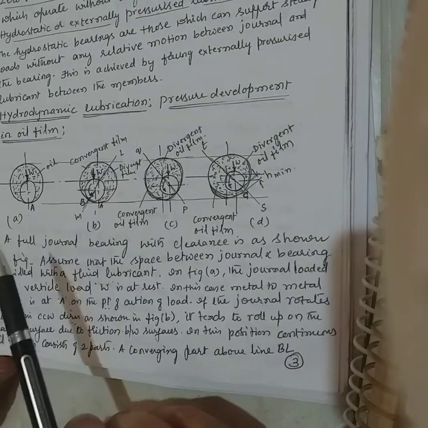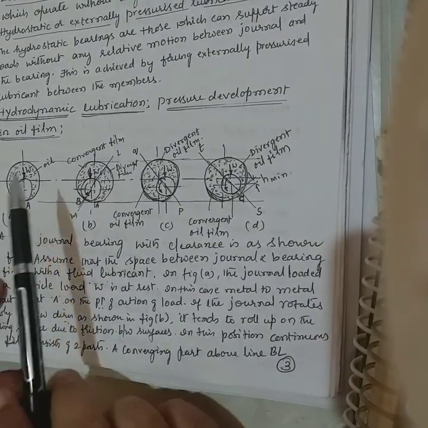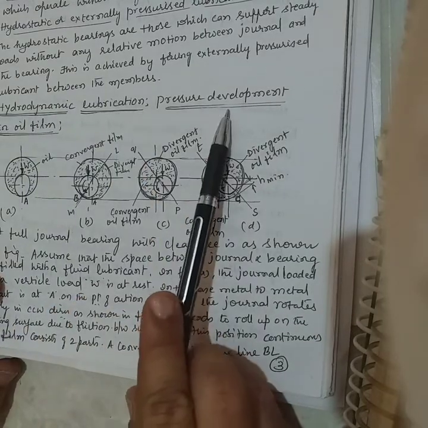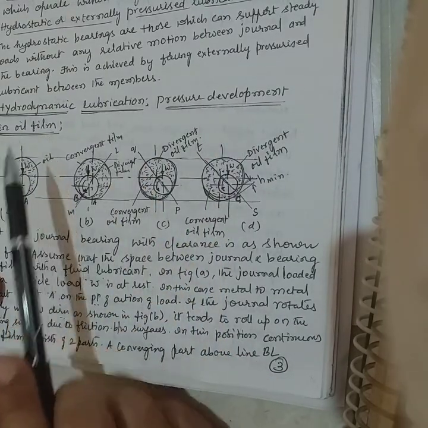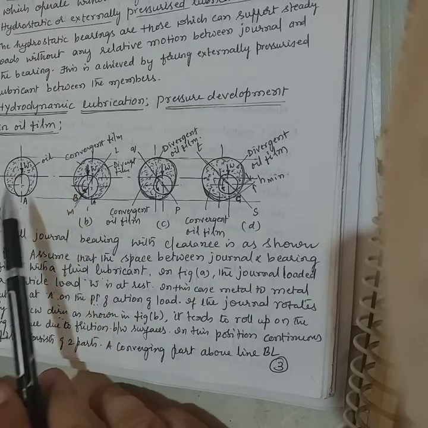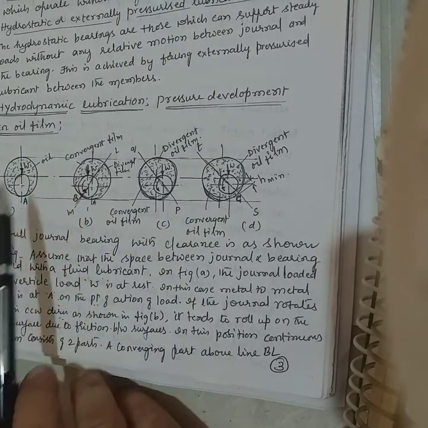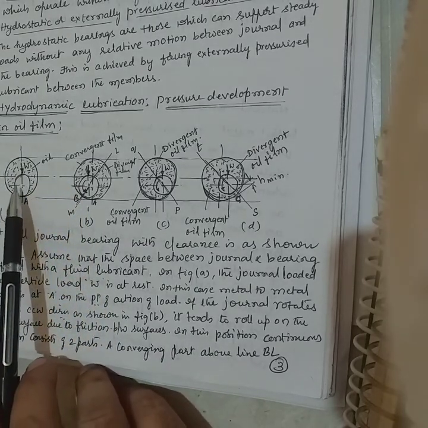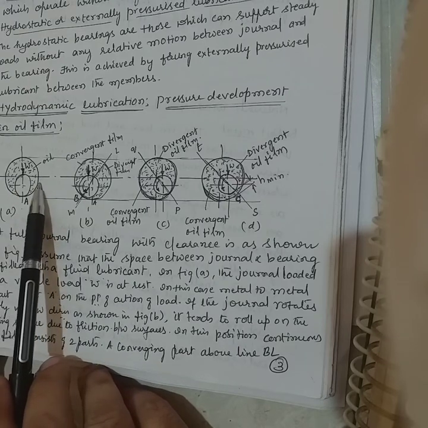Next, it's important for us to know a few terminologies and the pressure development in oil film in case of a journal bearing. As we know, journal bearing is a sliding contact bearing wherein you will have a rotating journal and a stationary bearing.